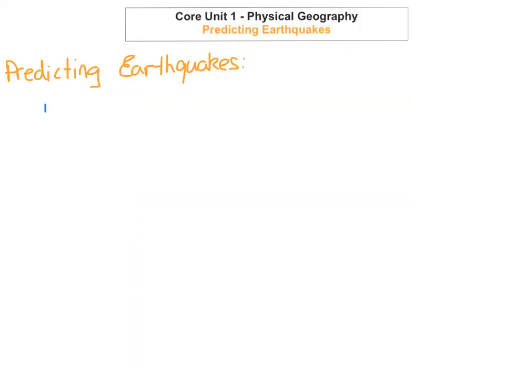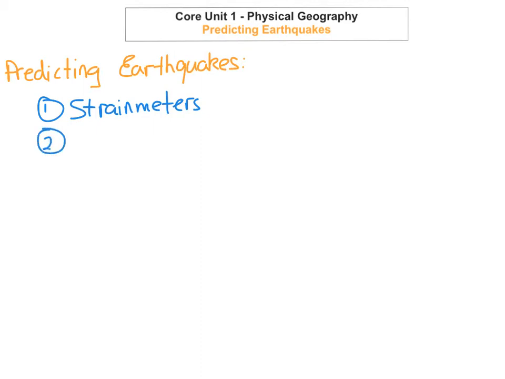Okay, so the first thing that we can use in order to help us predict when earthquakes are going to take place are strain meters. Strain meters help us to predict earthquakes because they measure the build-up of stress in the Earth's crust.